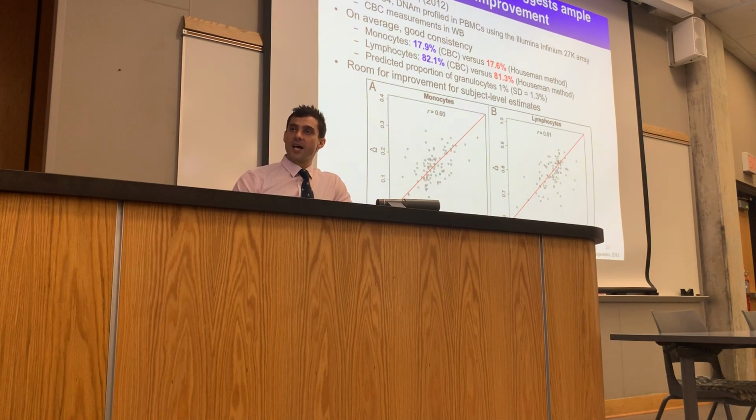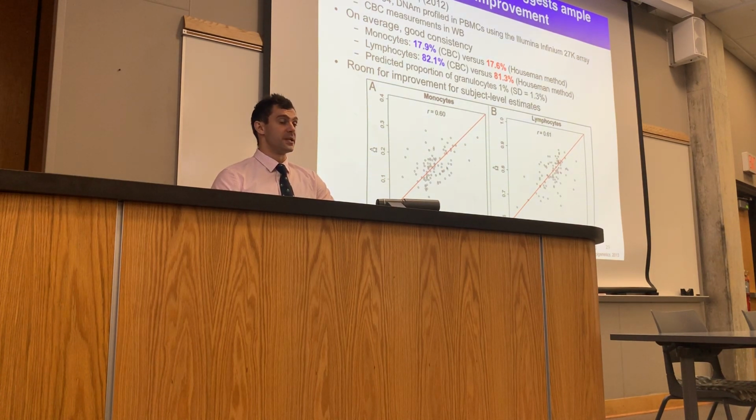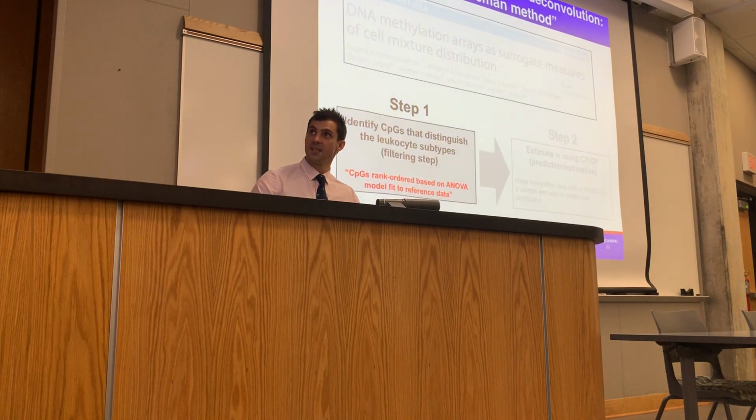Now, these plots depict the predicted cell proportion for monocytes and lymphocytes as a function of their CBC measurements. So while on average we're doing really well, on an individual level there's a lot of room for improvement. Ideally, if we had a perfect prediction tool, all of these points would lie along the line of unity. We can see that that's far from the case. There's a lot of deviation from this line, thus a lot of room for improvement.